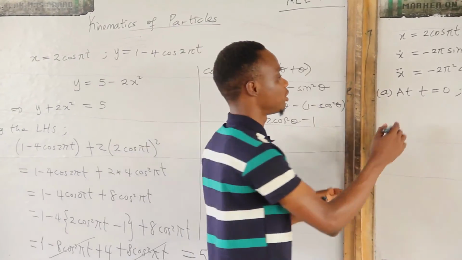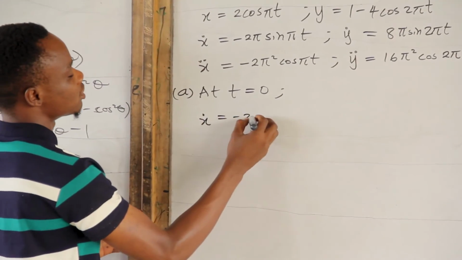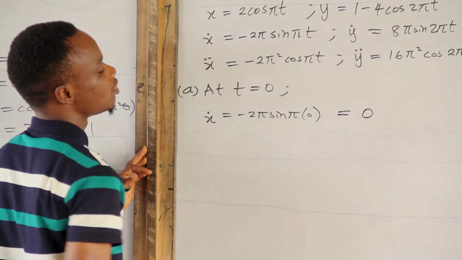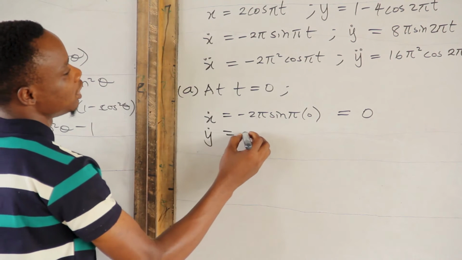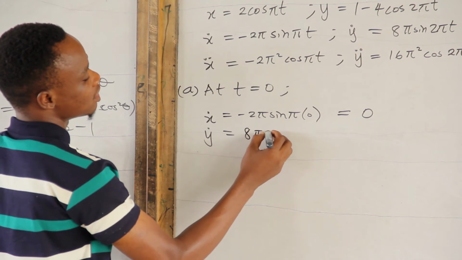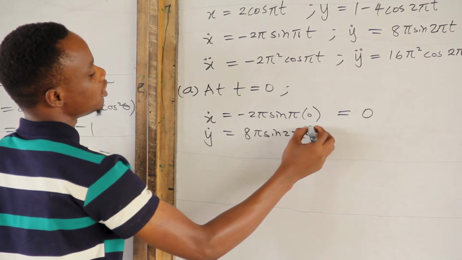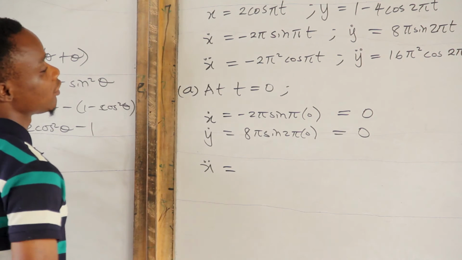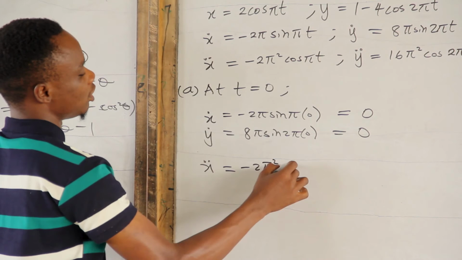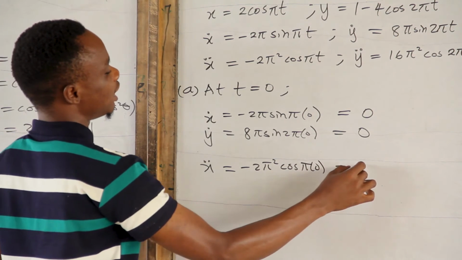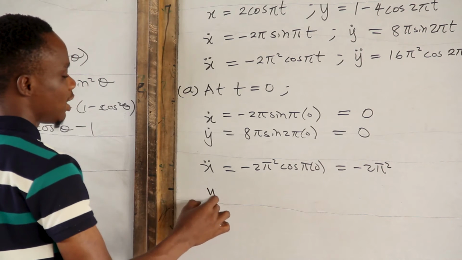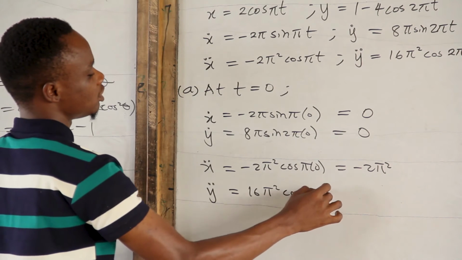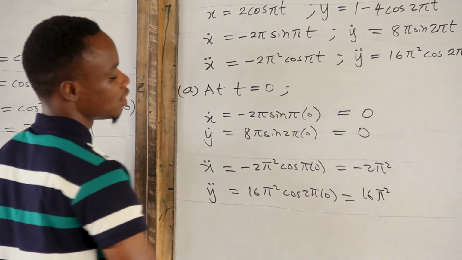So x dot is going to be minus 2 pi sine pi times 0. That's going to be 0. So y dot is going to be 8 pi sine 2 pi times 0. That's still 0. And x dot dot is equal to minus 2 pi squared cos(pi times 0), that's minus 2 pi squared. And y dot dot will be equal to 16 pi squared cos(2 pi times 0), that's 16 pi squared. Does it make sense?